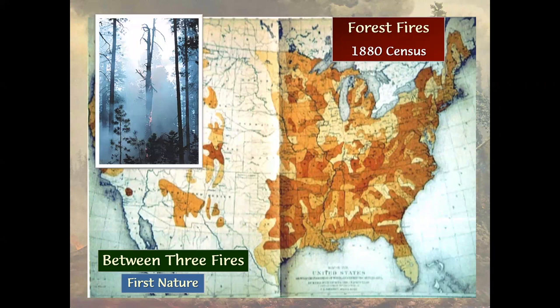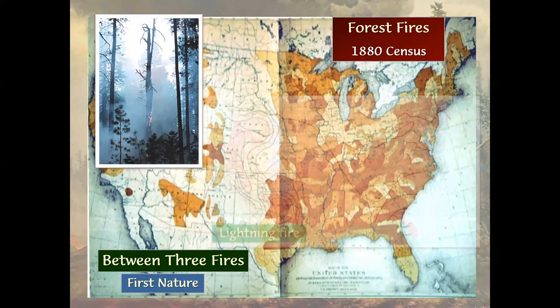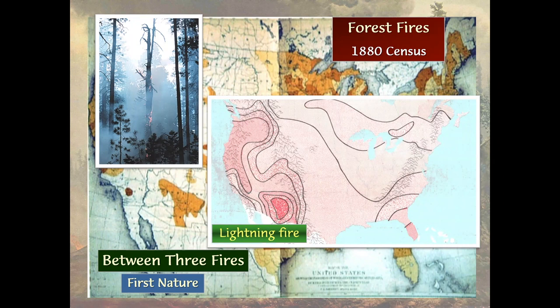One is the fire from nature, been around for 400 million years plus, creating what we might call first nature. And that's what the geography of ignitions, forest fire ignitions, or at least landscape fire ignitions, looks like. It doesn't account for burned area, just ignitions. Very different map than what we see in the background.